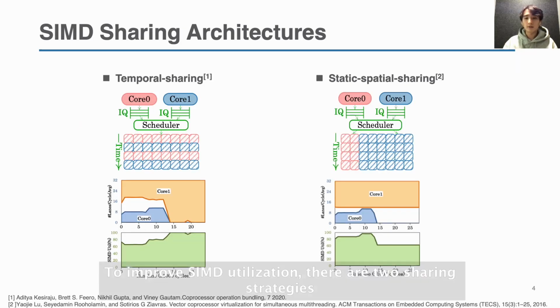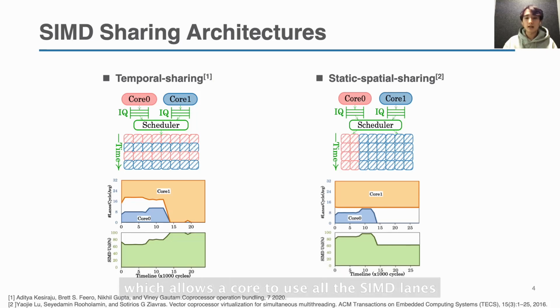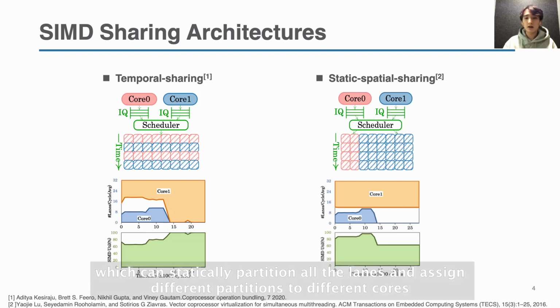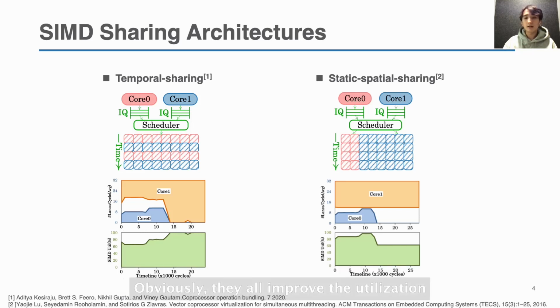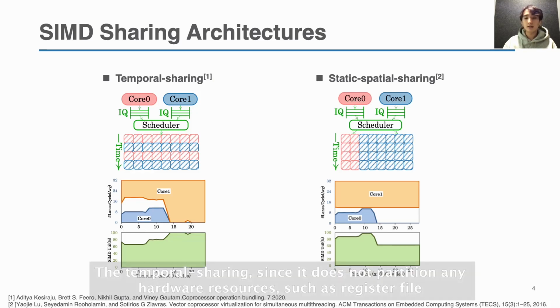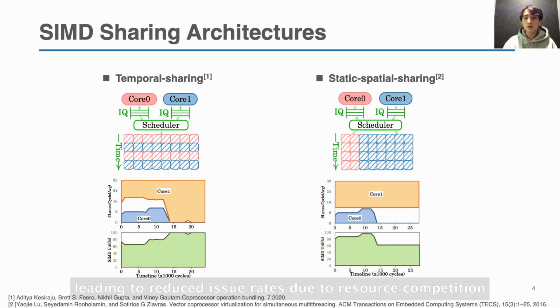To improve SIMD utilization, there are two sharing strategies. One is temporal sharing, which allows a core to use all the SIMD lengths, and the other is static spatial sharing, which statically partitions all the lengths and assigns different partitions to different cores. Obviously, they both improve utilization, but they still have some limitations. Temporal sharing does not partition any hardware resources, such as the register file, leading to reduced issue rates due to resource competition.